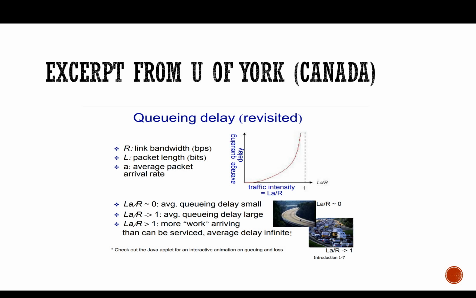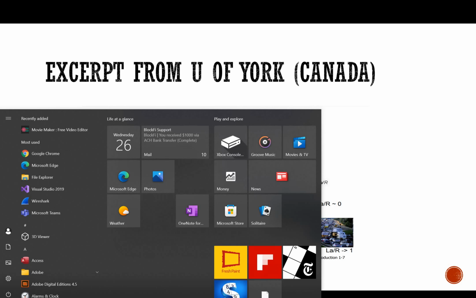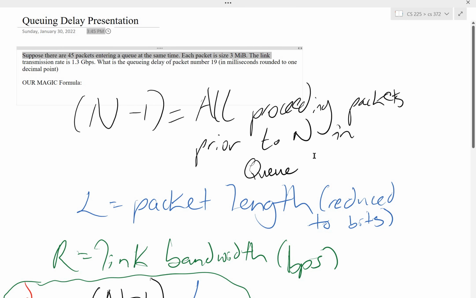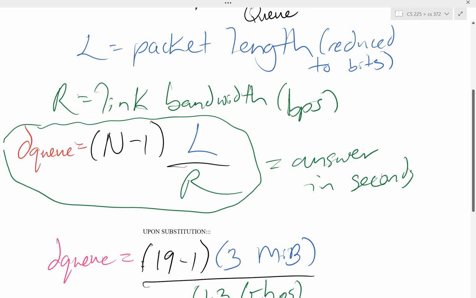Okay, so referring to my notes, we are familiar with this as being our equation for calculating queuing delay. So, okay, n-1 is all packets preceding the nth in the queue. L is equal to packet length reduced to bits, and similarly getting like terms, R is equal to link bandwidth in bits per second. And our answer will be calculated in seconds.